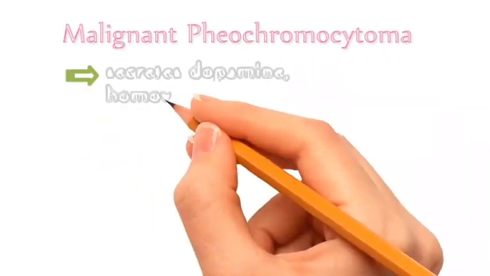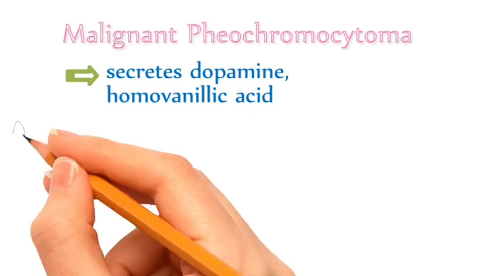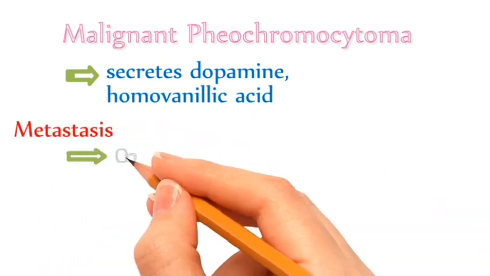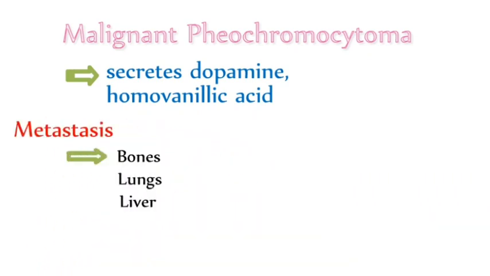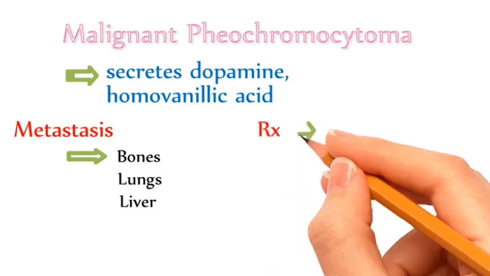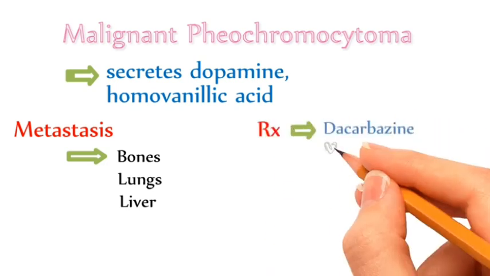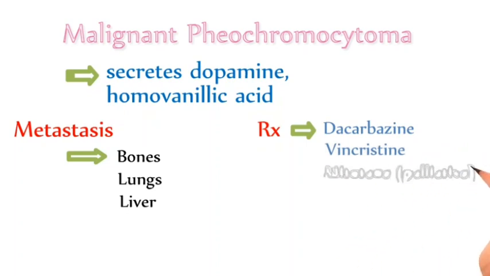In malignant pheochromocytoma, there is secretion of dopamine and homovanillic acid. It may metastasize into bones, lungs, and liver. The drugs used for treatment include dacarbazine, vincristine, and mitotane for palliative care.